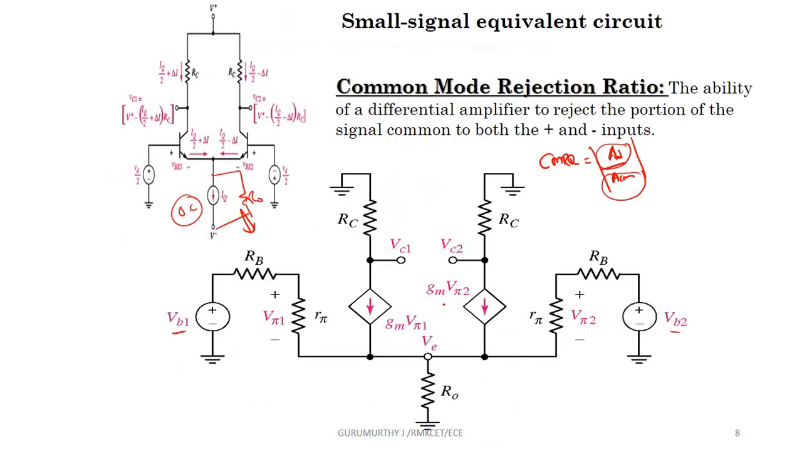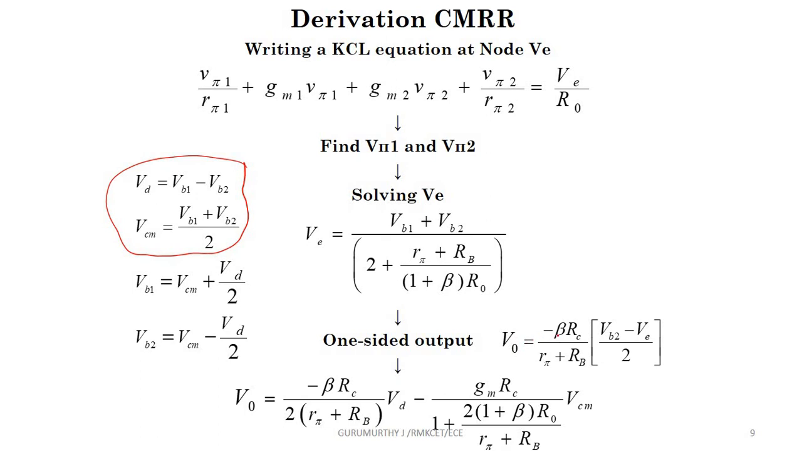And you consider only one-sided outputs. In that case, this side alone you consider, and you do the arithmetic, you will end up with V0 equal to minus beta RC over (Rπ plus RB) into (VB2 minus VE). So you have got the value of VB2 and the value of VE. So V0 is minus beta times RC divided by 2(Rπ plus RB) into VD, minus gmRC over (1 plus 2(1 plus beta)R0 over (Rπ plus RB)) into VCM.